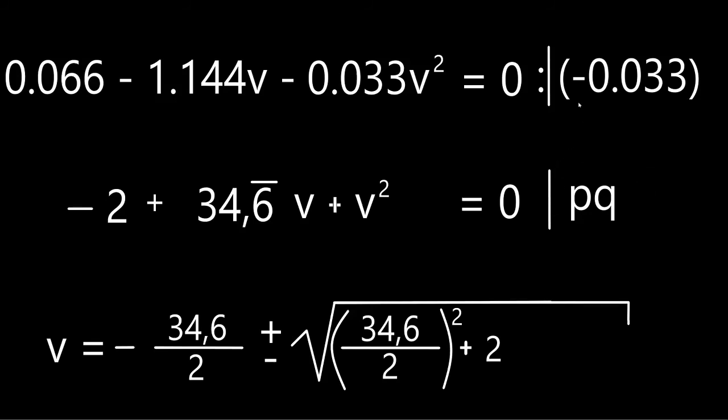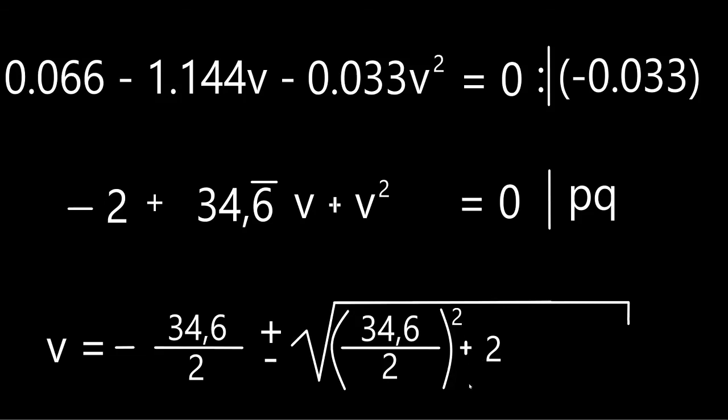Therefore, we need to divide by minus 0.033 to get the coefficient here to positive 1. Now it's minus 0.033, and we'll get it to 1, which leaves us with minus 2 plus 34.6 v plus v to the power of 2. Now we can use the PQ formula, and we'll insert this term in there, which leaves us with minus 34.6 divided by 2 plus or minus the square root of 34.6 divided by 2 and all this to the power of 2 plus 2.